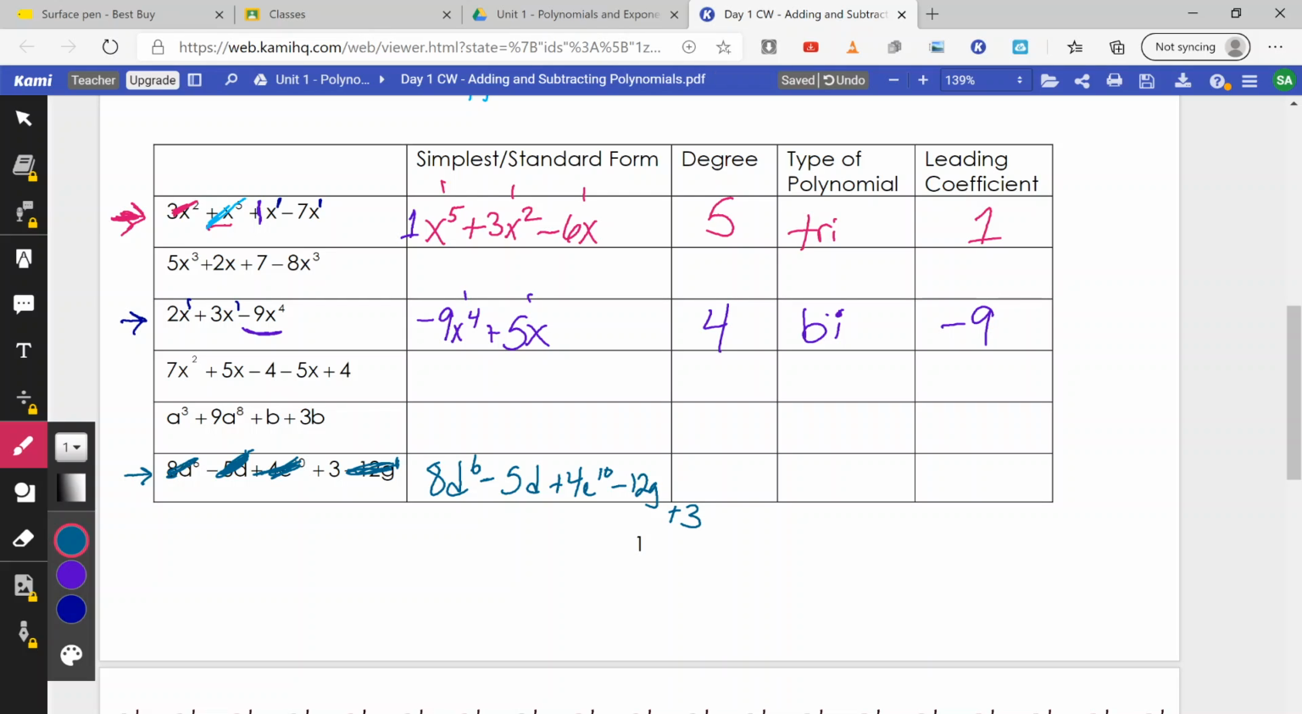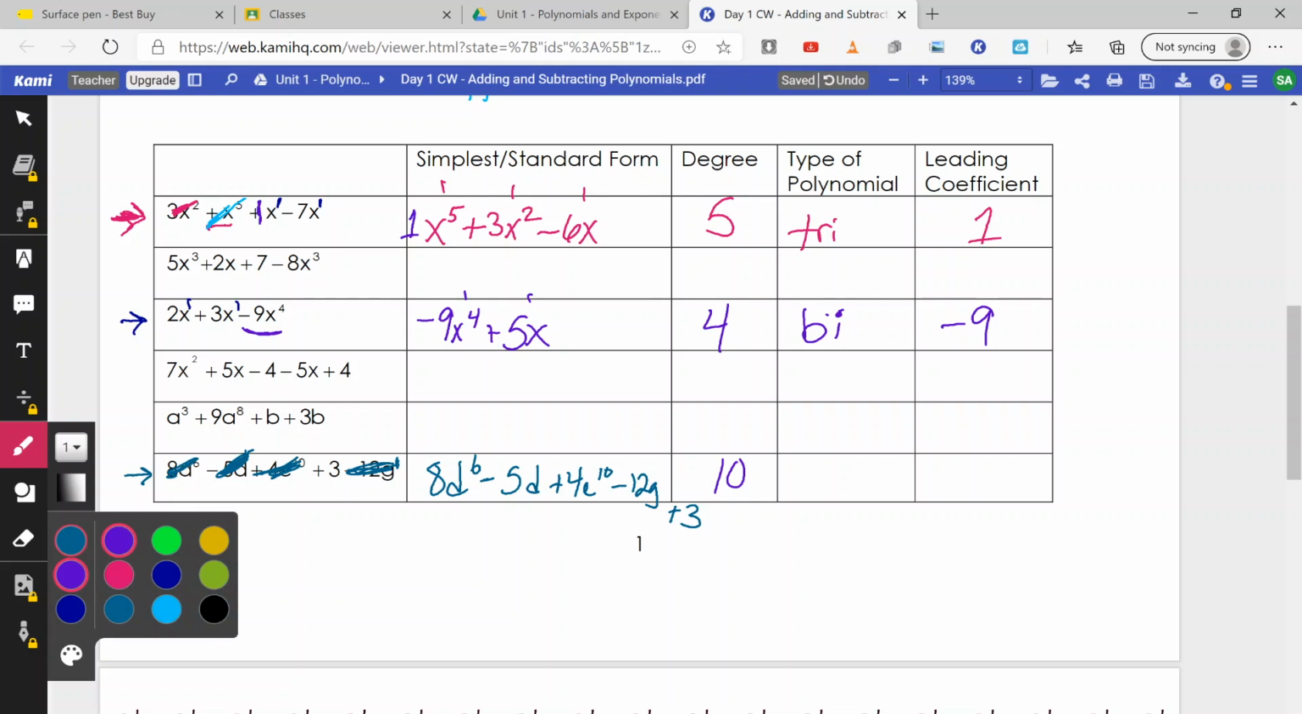And then the degree. Again, the degree is the highest exponent. In this case, it is 10 because 10 is the highest exponent within the problem. So we can say that that's the degree. Normally, it goes on the leading term. We could say it's 8d to the 6th, but again, we want the highest exponent within the problem.